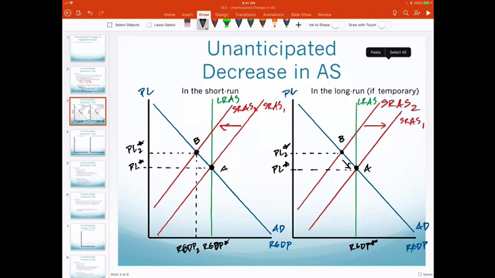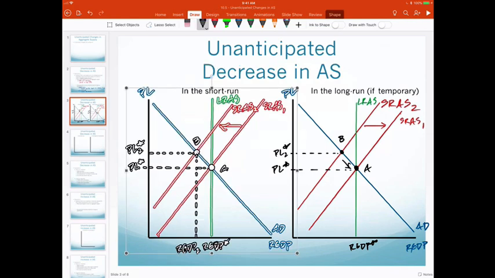In the short run, the economy falls into recession, but if the war ends and the economy gets access to those resources again, the short-run aggregate supply just shifts back out to the right, and the economy goes back to point A, and everything goes back to the way it was. Okay. Now, if on the other hand, good, let's copy this.